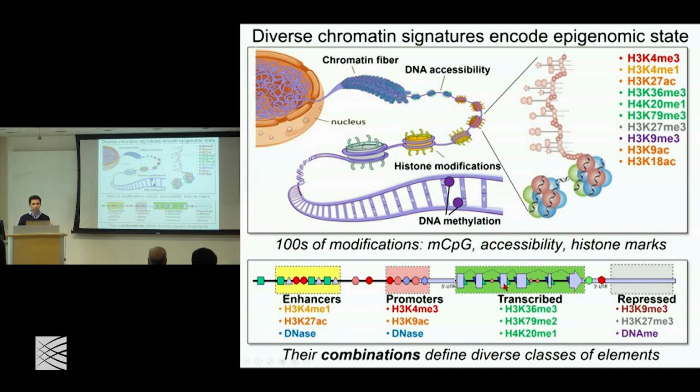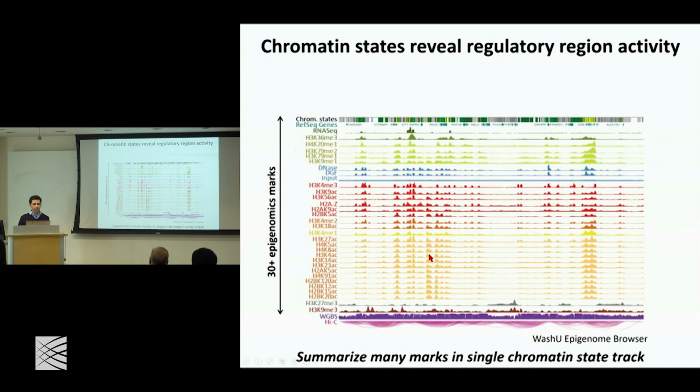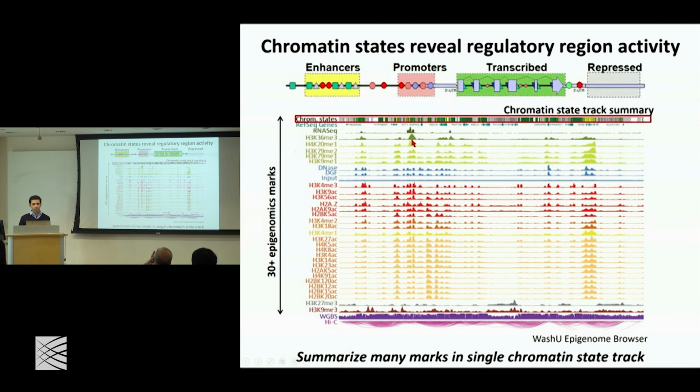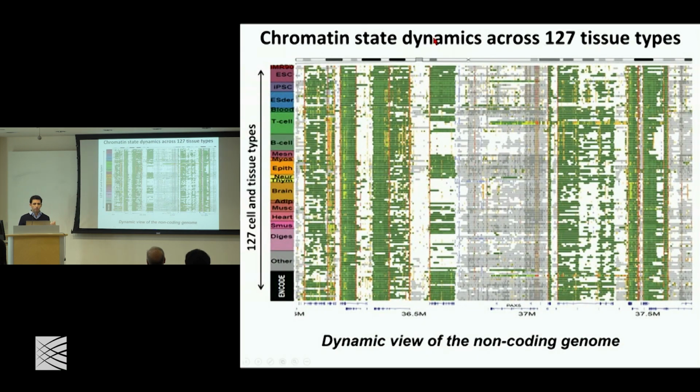So what that allows us to do is go from these very many different tracks of individual marks to a single summary track that is much more directly interpretable. And these are the colors that you see at the top. So you can see transcribed regions in green, repressed regions in gray, enhancer regions in orange, promoter regions in red, and so on and so forth. The advantage of doing this type of summarization is that you can now look at a single summary track for each cell type and tissue, and then observe how these tracks are changing from cell type to cell type and from tissue to tissue.